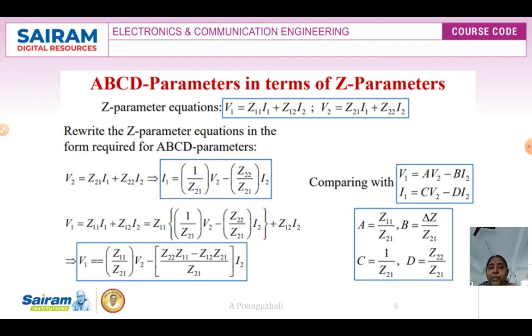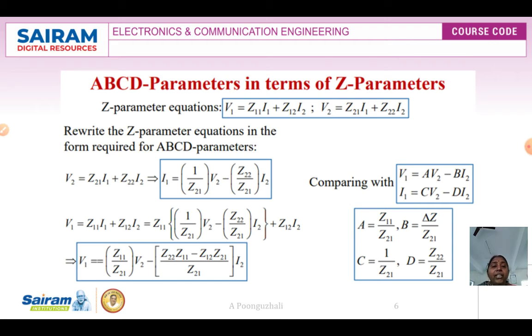Now I have got this expression. After getting it, I will substitute it in the V1 equation, because V1 should be in terms of V2 and I2. So V1 is equal to Z11 into 1 by Z21 into V2 minus Z22 by Z21 into I2, plus Z12 into I2. If I multiply it out, V1 is going to be Z11 by Z21 into V2 minus, if I take the LCM and simplify, del Z divided by Z21 into I2.